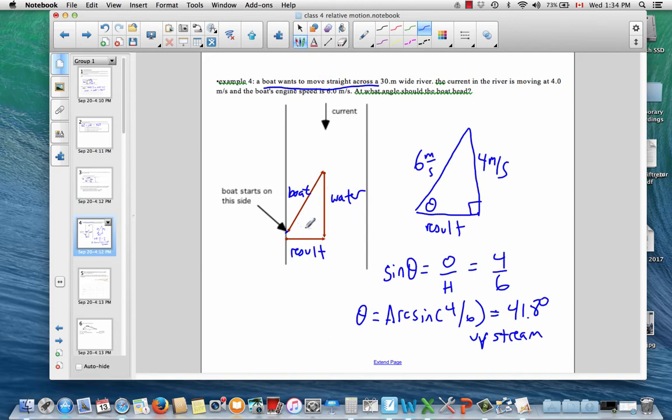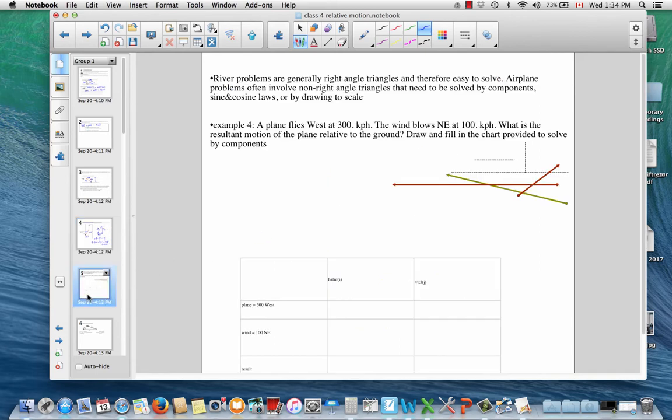Okay, now these first 3 drawings that we made are all nice because they were 90-degree triangles. That's not always the case. One example where it isn't true would be an airplane navigation problem. Here we have a plane flying west at 300 kilometers per hour, but there's a wind blowing northeast at 100, and we're asked to find the resultant motion.